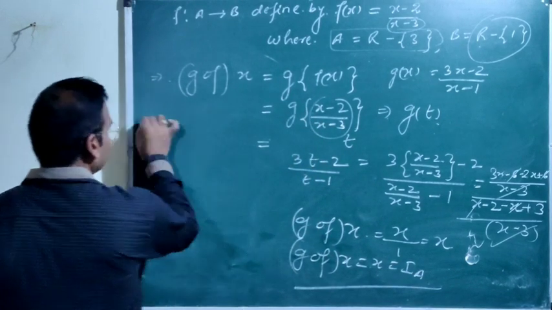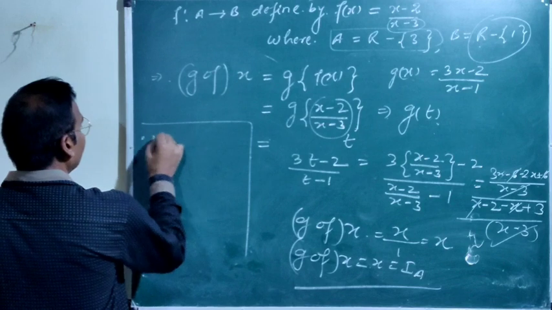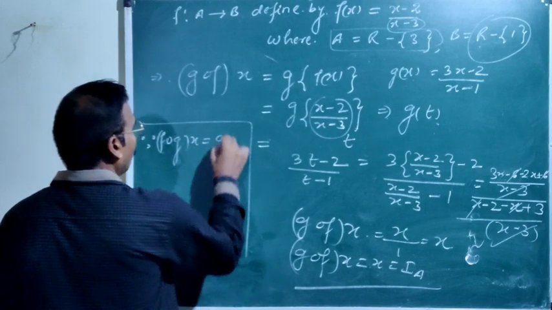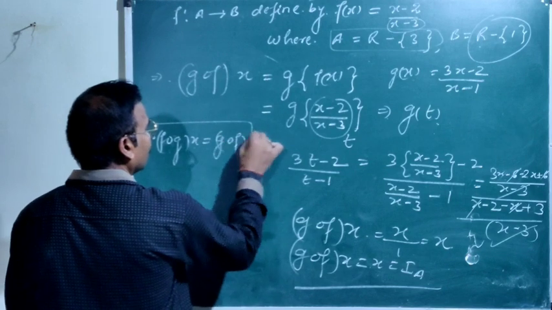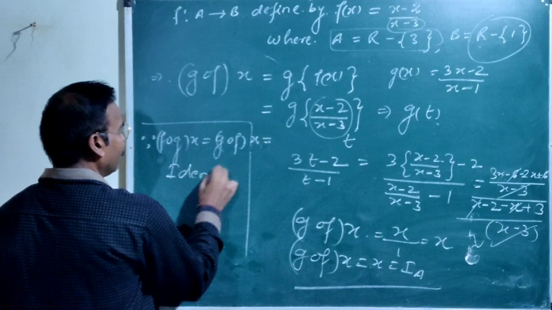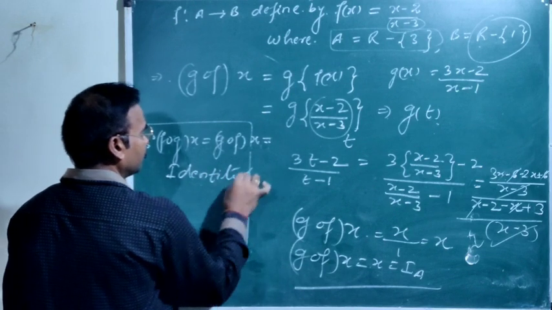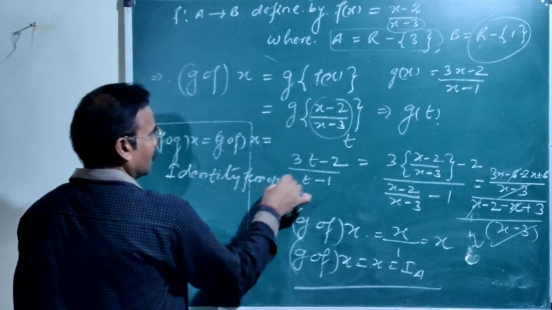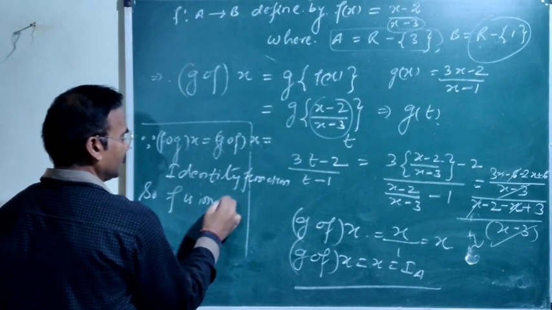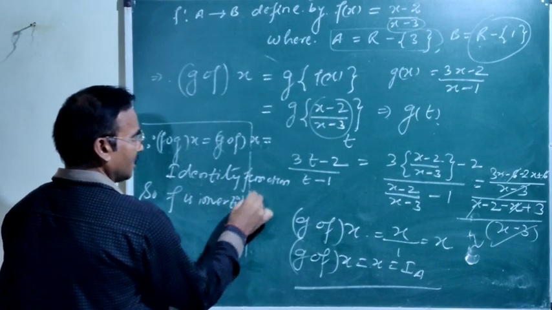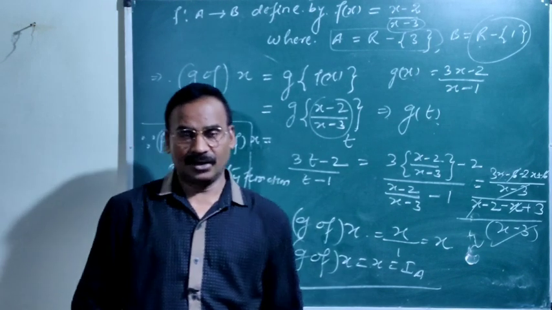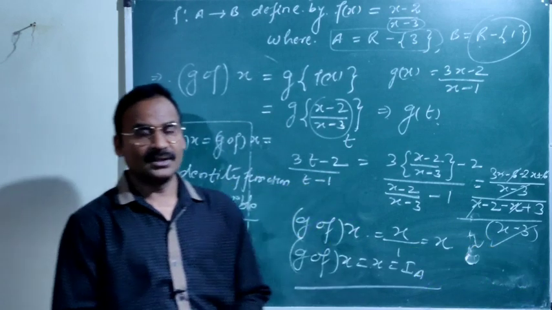Since f of g(x) and g of f(x) both equal the identity function, f is invertible. Okay, now thank you very much. Thank you for watching.